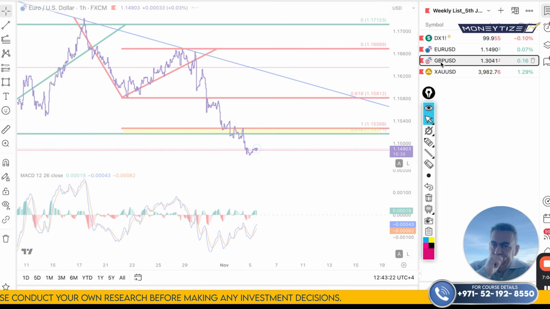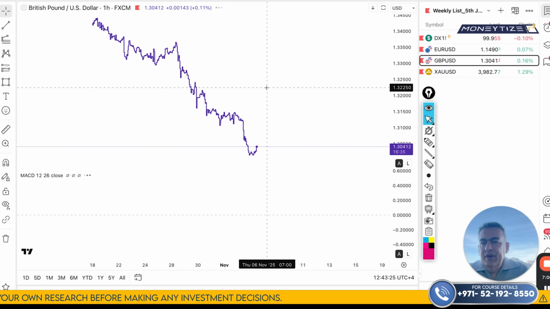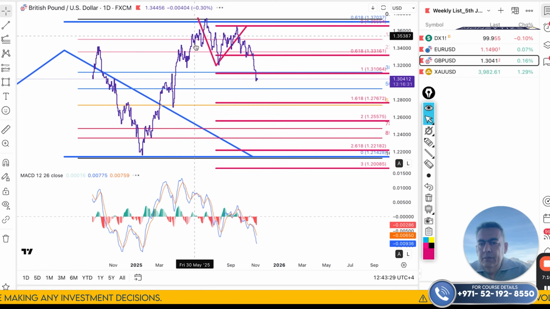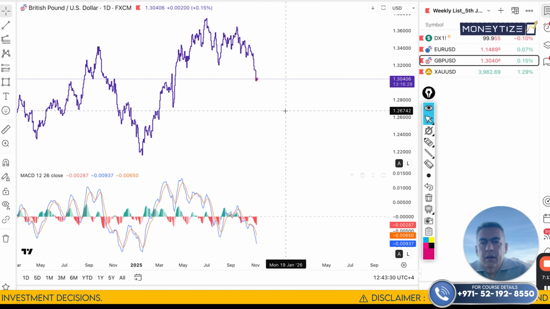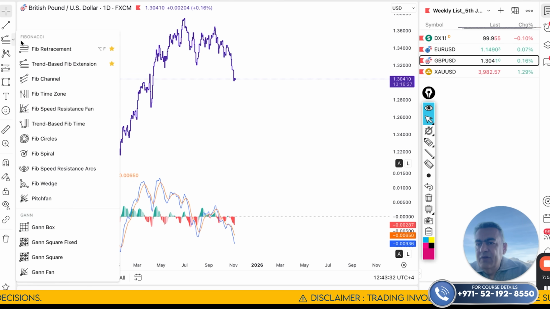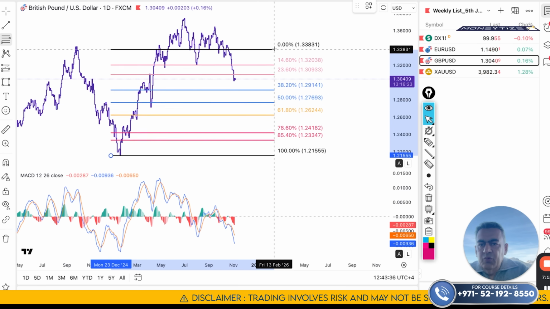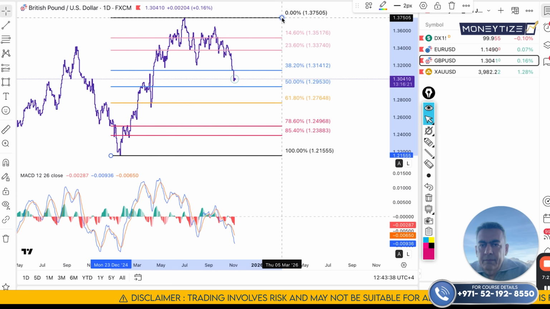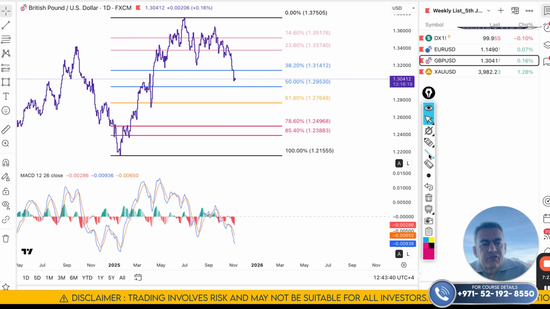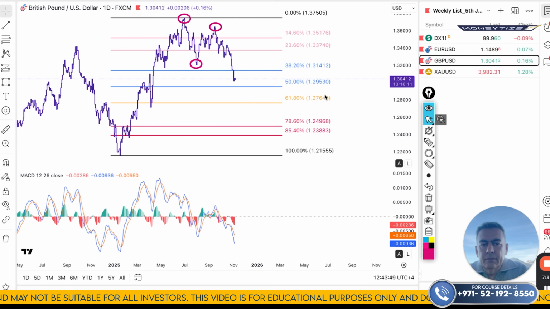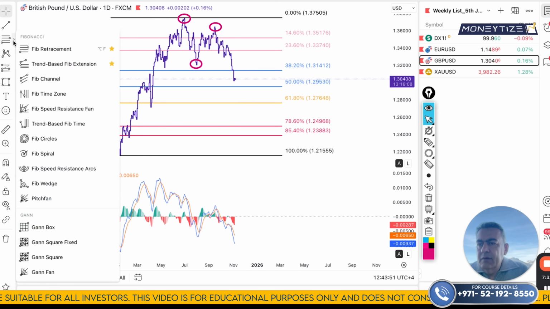Similarly, GBPUSD is also bearish because dollar index is rising at the moment. So I'm switching to daily chart here. I'll keep it simple. I'll apply Fib retracement here on the previous upward movement. I'm going to connect Fib extension in the downward direction. I'll start from the highest here, point A, point B, and point C. Let's connect.